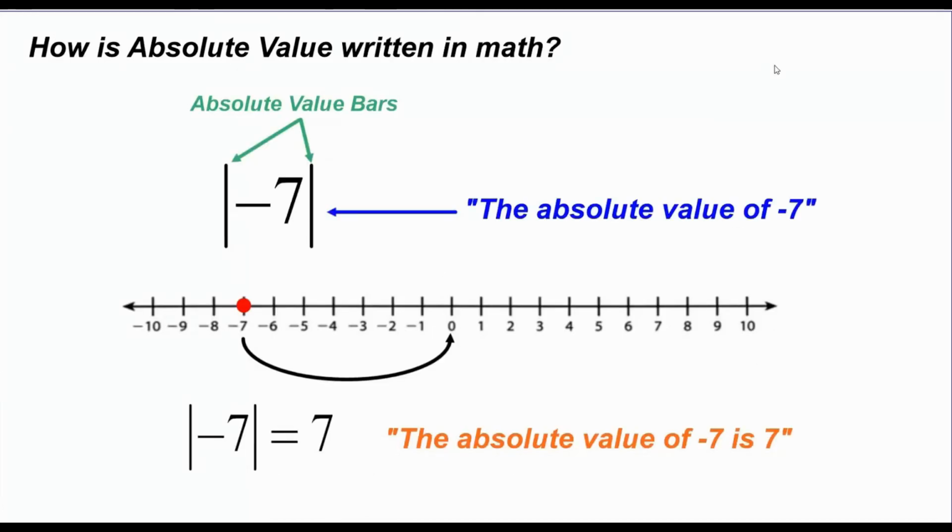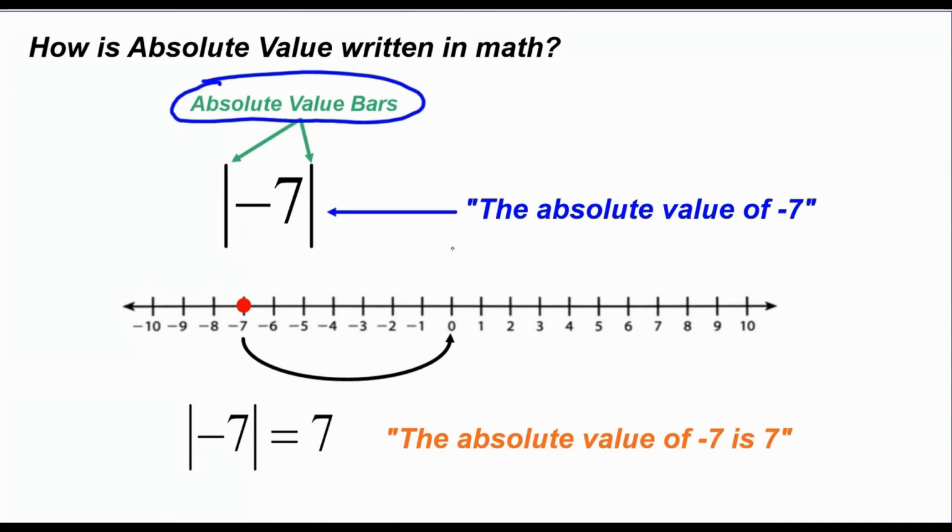So the next question we have is, how is absolute value written in math? How do you write absolute value? You know, we have plus signs, greater than signs, less than signs, subtraction, multiplication, we've got all kinds of symbols that show things. How do you show absolute value in math? Well, we use something called absolute value bars. It's these vertical lines around the number, and that is how in math we show that we're asking for the absolute value of a number.